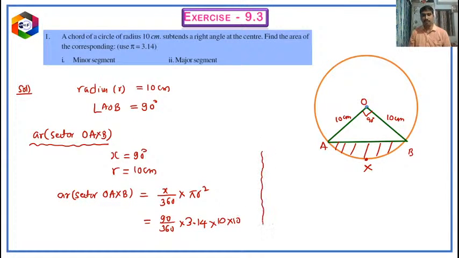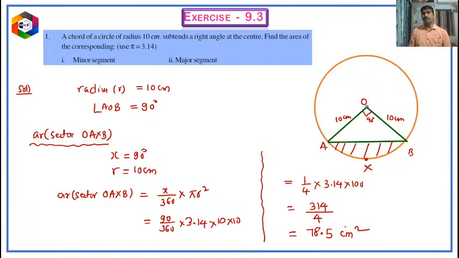So let us try to simplify this. 90 by 360 is 1 by 4, into 3.14, into 10 tens are 100. Upon multiplying with 100, the decimal will shift two places to the right. That means 314 by 4, which we can now divide. 4 7s are 28, 3 is left, 34. 4 8s are 32, 2 is left. So I am putting a point and 0, 20, 4 5s. So 78.5 square centimeters.